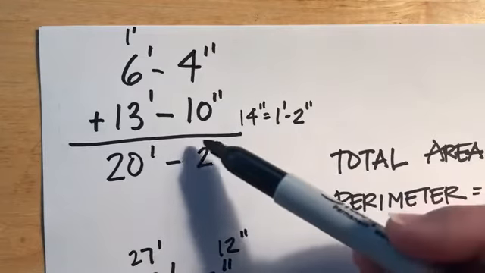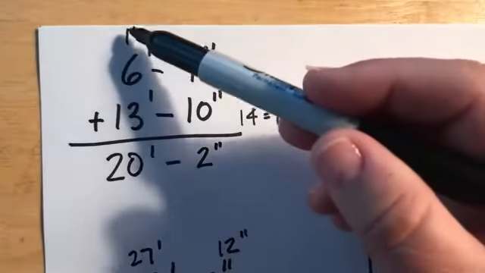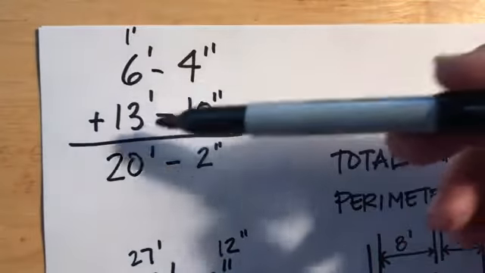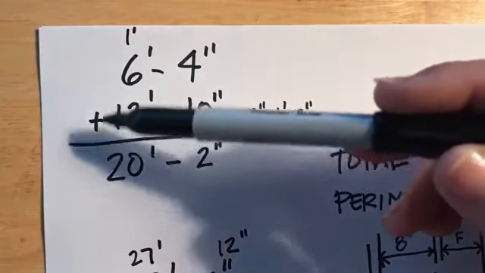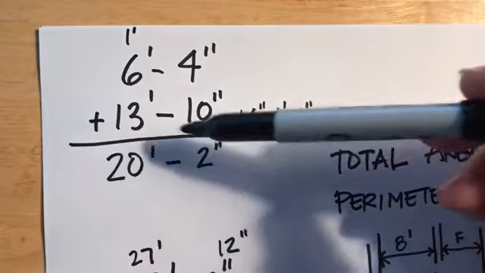So then I put the 2 down here and I put the 1 at the top over here. Now I can add these columns and find out that we have 20 foot 2.